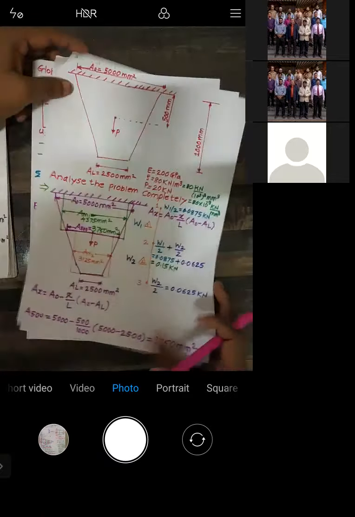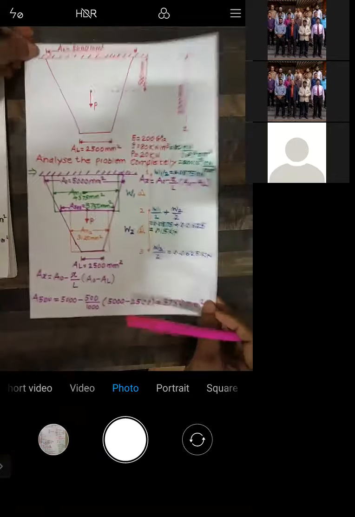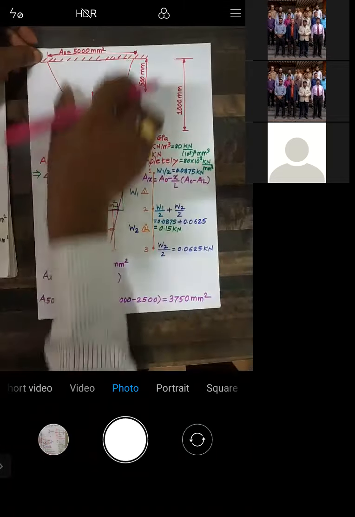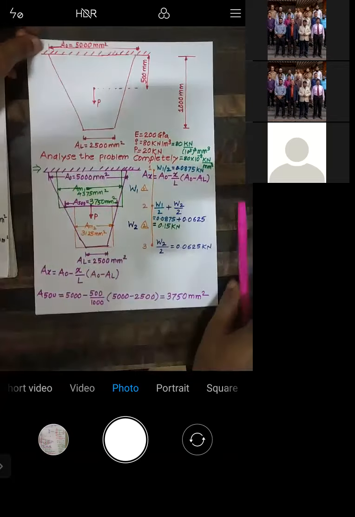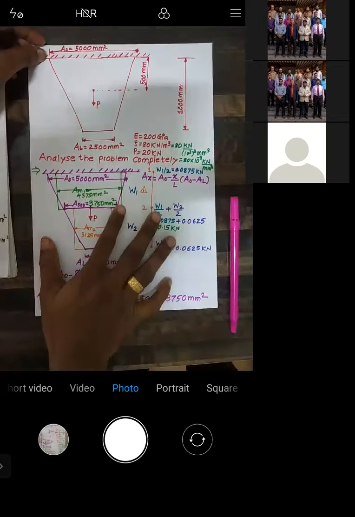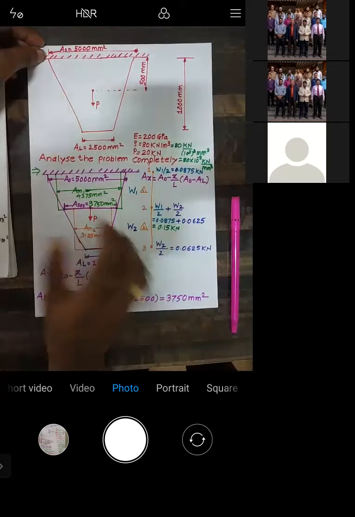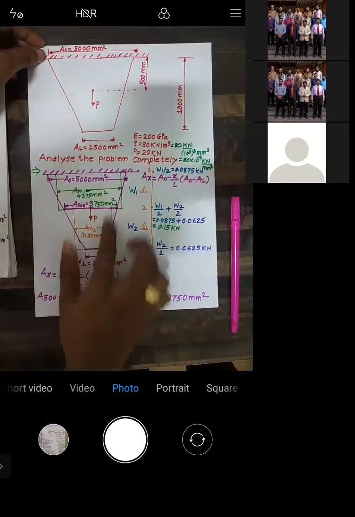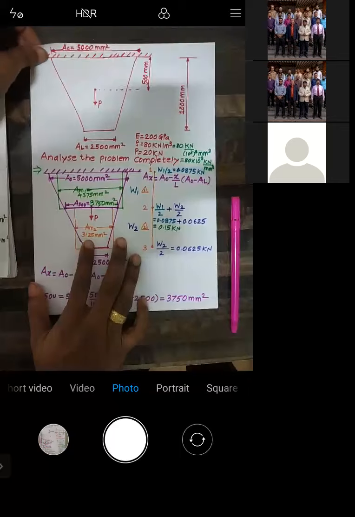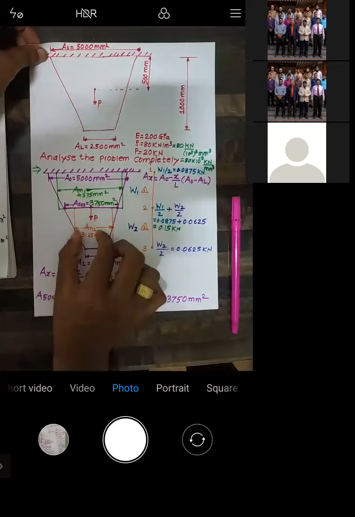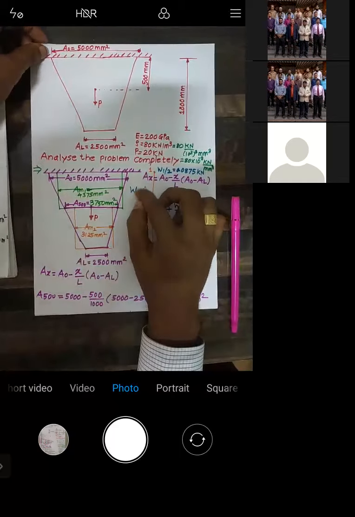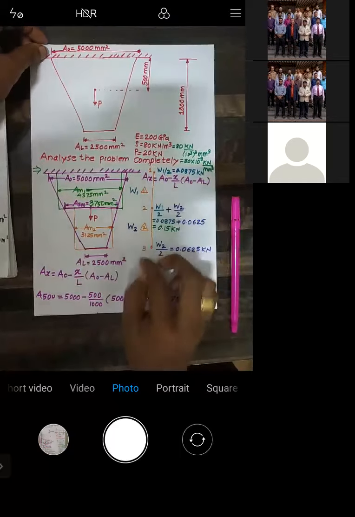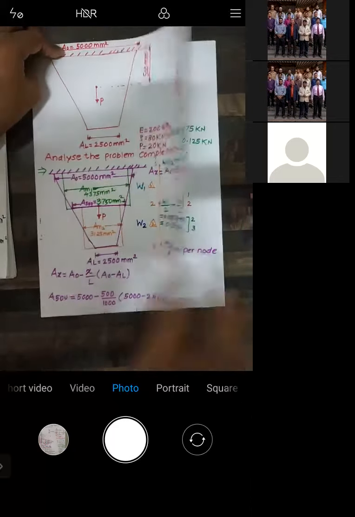So see, all of you, if I need to summarize this problem, basically there was a vertical bar, which is applied with certain load at some distance from the fixed end. Our basic idea initially is to convert that tapered bar into a bar of uniform cross section. Once we have done that, we have calculated the weight of every element, because that weight is going to be distributed equally at every node. So that we have done.